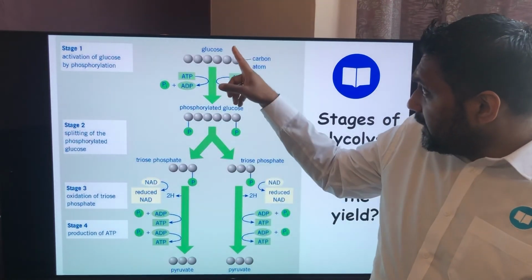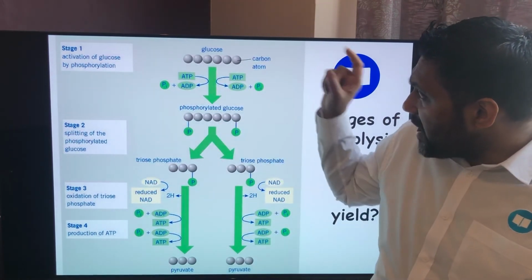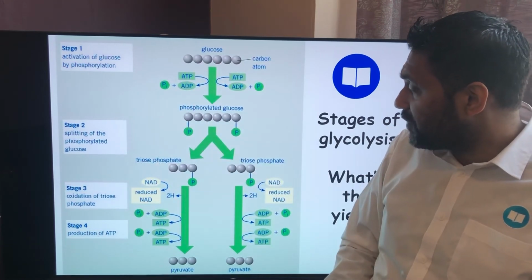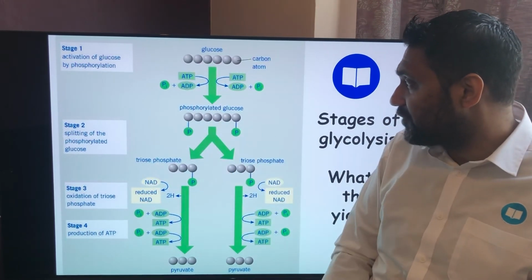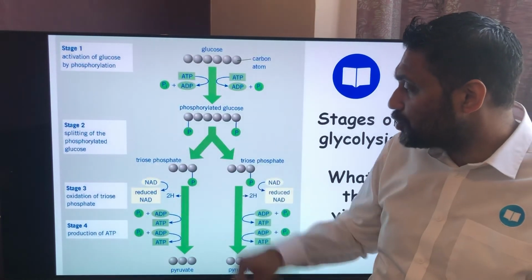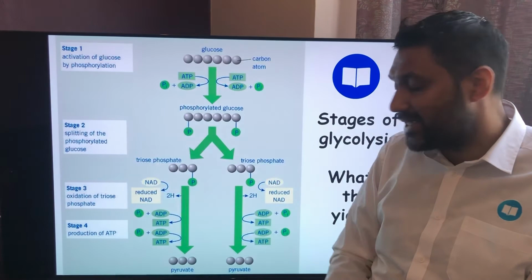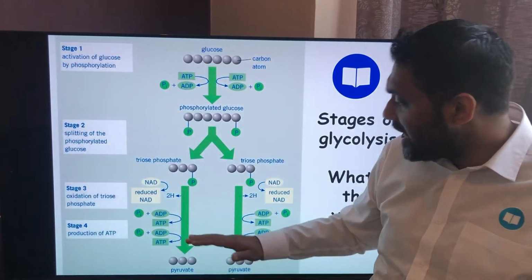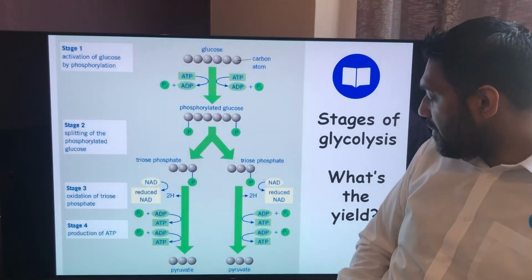So, glucose becomes pyruvate via, first stage, the activation of the glucose by phosphorylation. That splits the phosphorylated glucose into 2 TPs. Those TPs then lose 2 hydrogens to reduce NAD to become reduced NAD. You get a couple of ATPs made in that process, and you eventually end up with pyruvate.